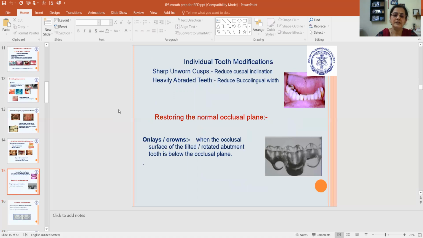Individual tooth modifications consist of correction of sharp unwound cusp by reduction of cuspal inclination and heavily abraded teeth by reduction of buccolingual width. Restoring the normal occlusal plane is very, very important. When the occlusal surface of the tilted or rotated abutment teeth is below the occlusal plane, onlays or crowns are given on such teeth.